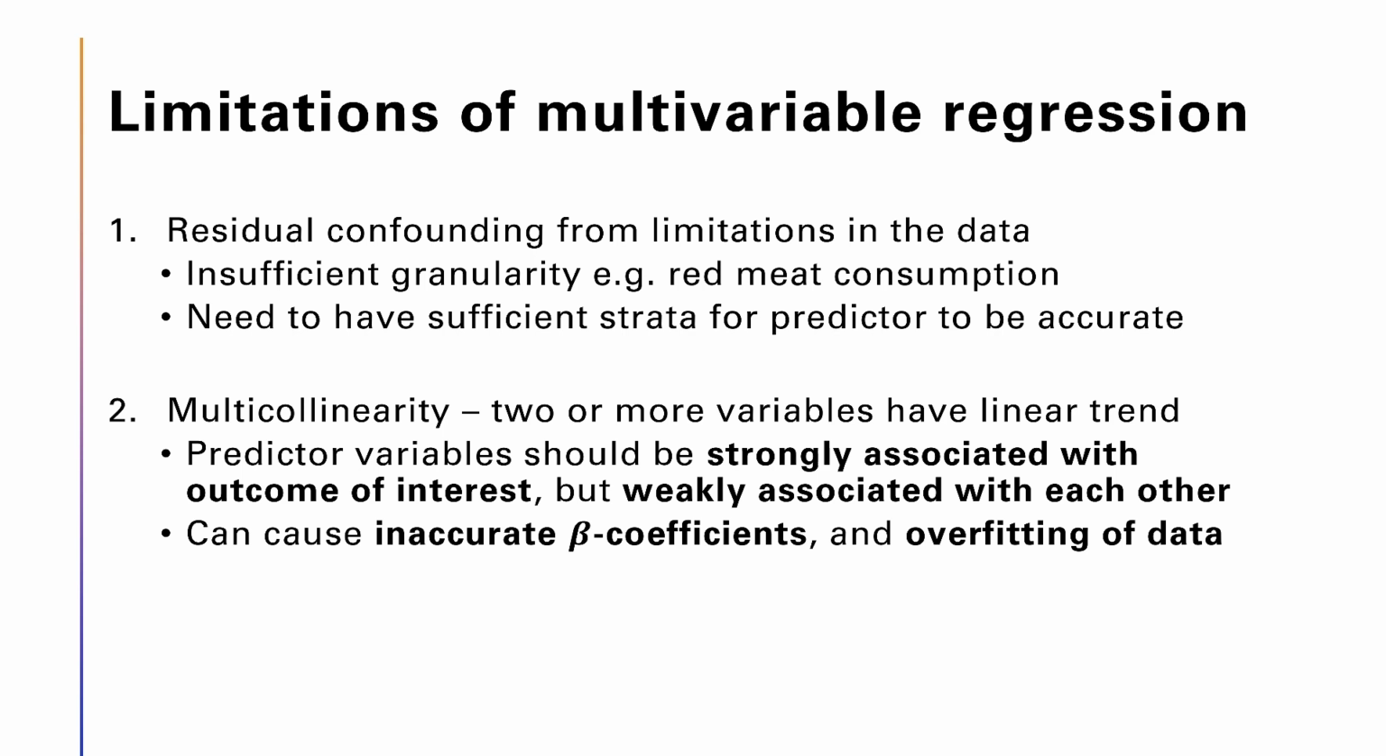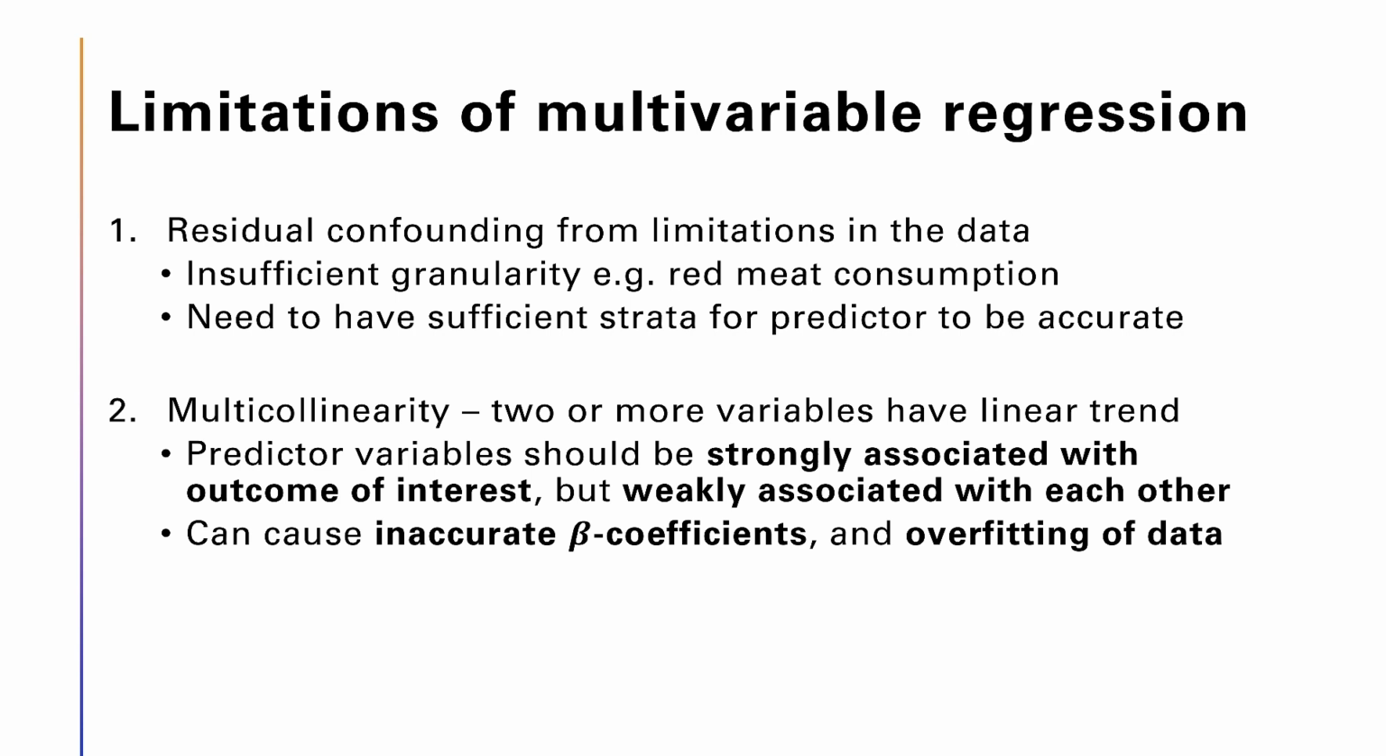So like all statistical tests, multivariable regression is not without limitation, so we should be mindful of it when conducting such analysis. Firstly, there could be residual confounding arising from limitations in the data. The data might not have sufficient granularity to investigate the effects of a predictor variable on the outcome of interest. For example, for red meat consumption, how can we quantify the amount of red meat a person normally eats per meal? If we do not stratify meat consumption with enough strata, we might not be able to accurately estimate the effect of the predictor on the outcome of interest.